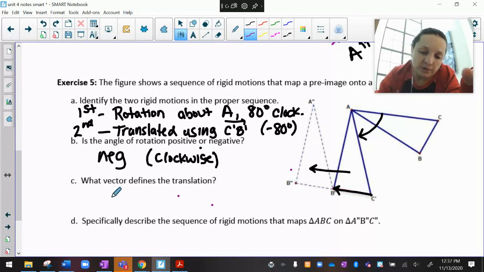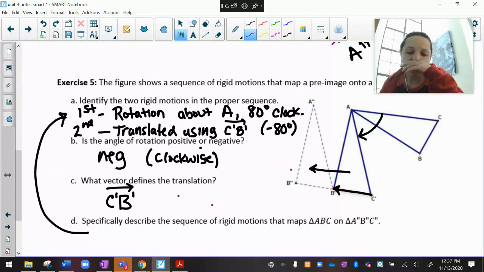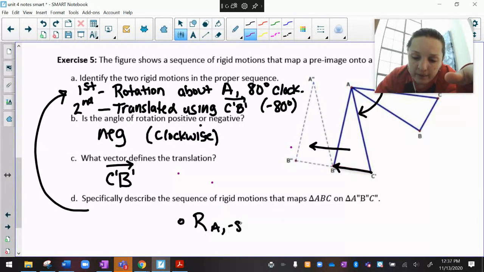What vector defines a translation? I did that, C prime, B prime. And specifically describe them that maps ABC onto A double prime, B double prime, C double prime. Well, I did that already. It's right here. Okay, that's a description. And if I wanted to write it using this obnoxious notation with the bubble, remember I'd go right to left. So my rotation would be here, about A, negative 80 degrees. And then we translated along vector C prime, B prime.